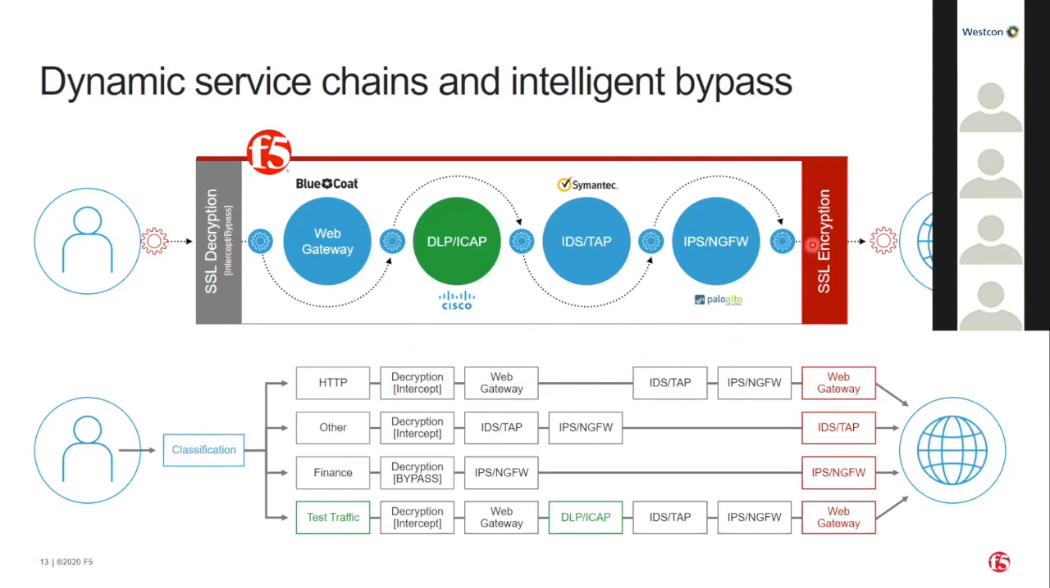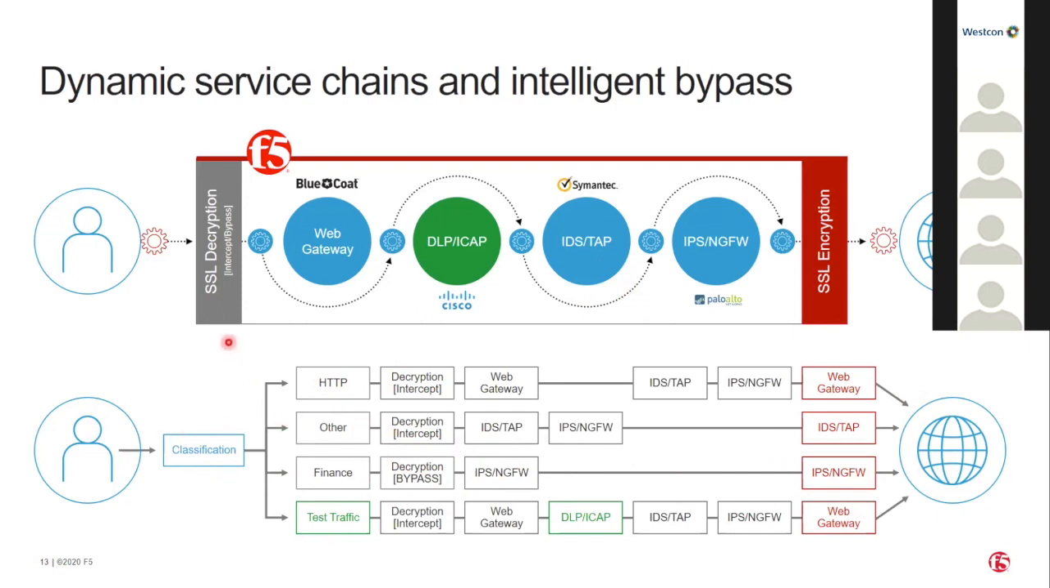Or let's say there is finance or confidential traffic that we do not want to intercept. We do not want to look into the traffic itself, which means there's no SSL inspection. What we can do is classify this as finance traffic, and then the action can be bypass, so we do not provide any inspection. The next security device we pass it to is a next-gen firewall, and then lastly, back into the cloud. So these are just a few classification examples that F5 SSLO is able to provide.